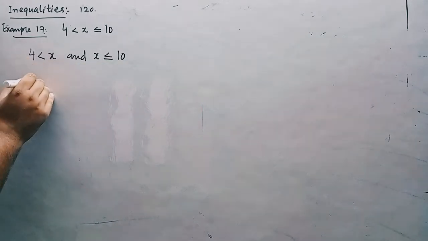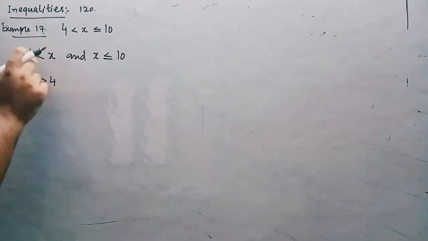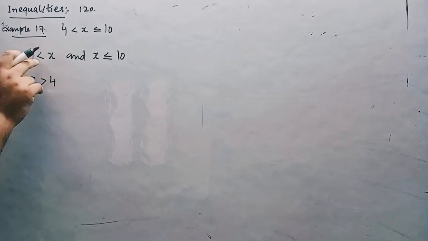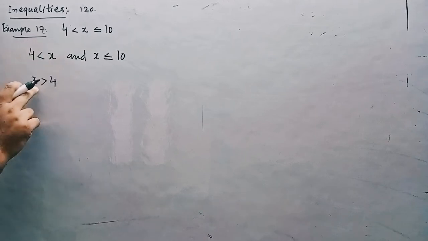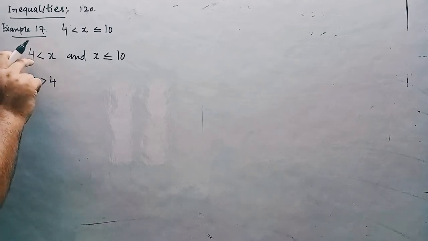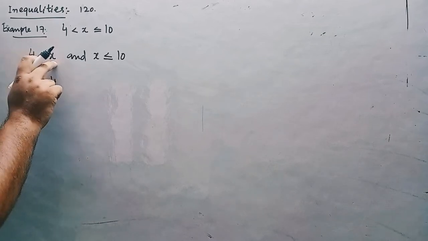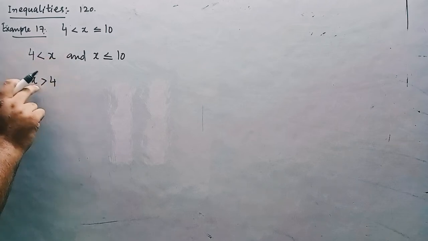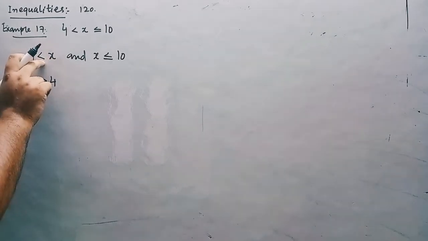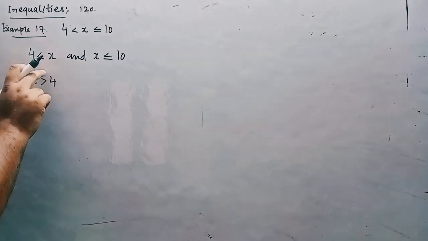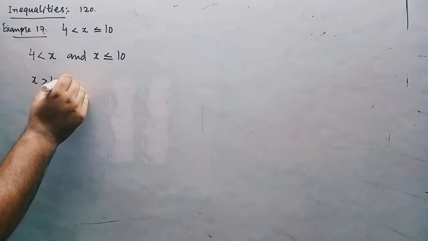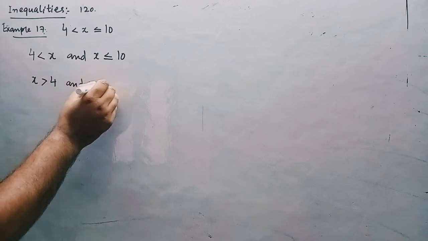I can write it as x is greater than 4. It is the same. 4 is less than x, x is greater than 4. यहाँ पे 4 छोटा है x से, यहाँ पे x बड़ा है 4 से. Only what I did, if I am changing the less than or greater than sign, I am also changing the left side and right side. And x is less than or equal to 10.